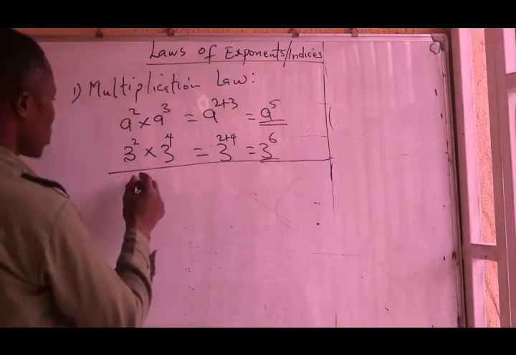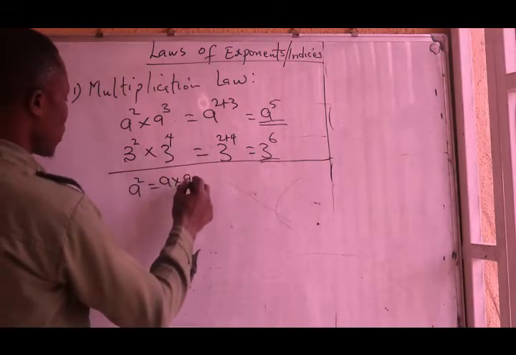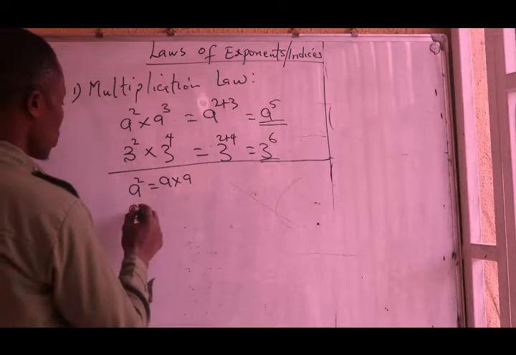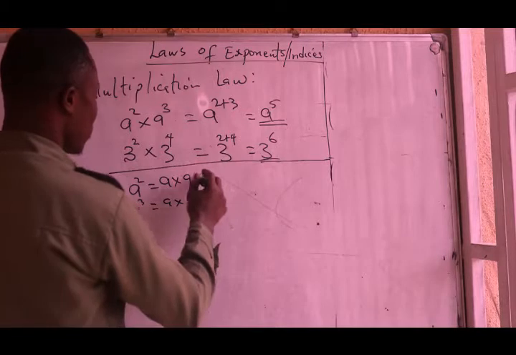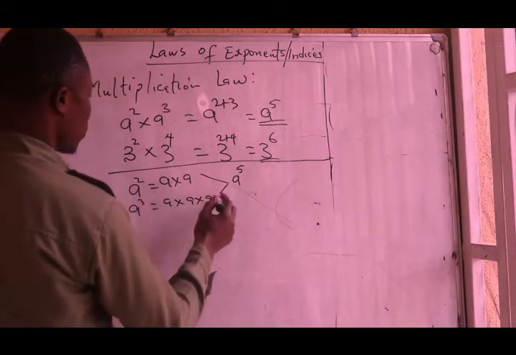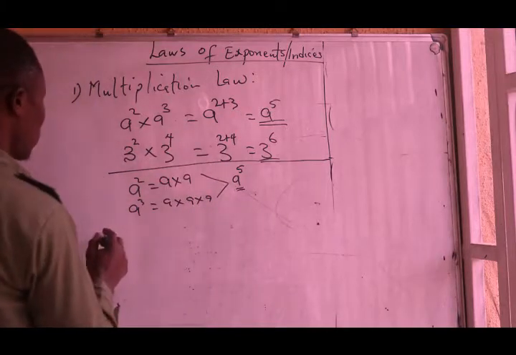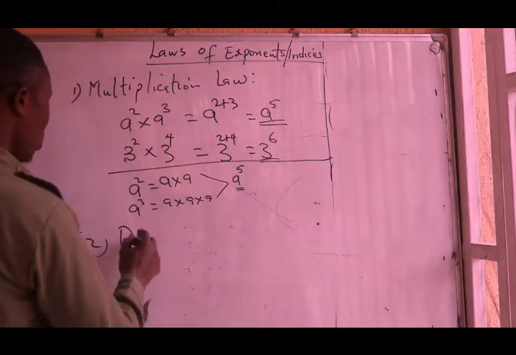Okay, a raised to the power of 2 is equal to a times a, times a raised to the power of 3, a times a times a, and everything here is a raised to the power of 5. 1, 2, 3, 4, 5. The same as that. So the next law is the division law.